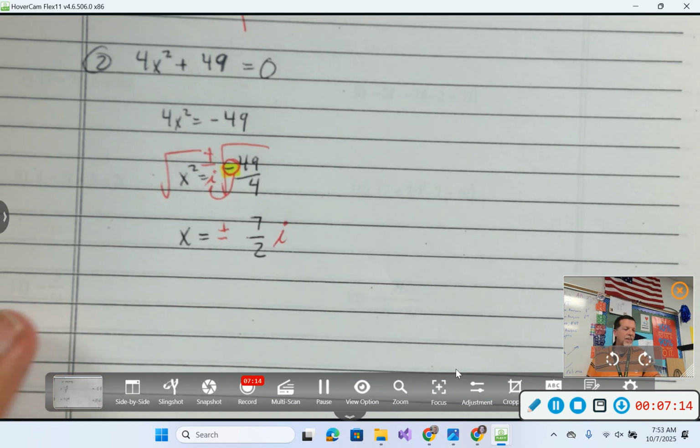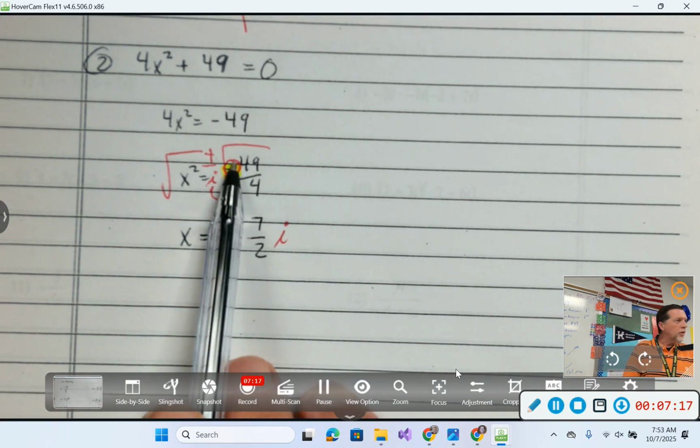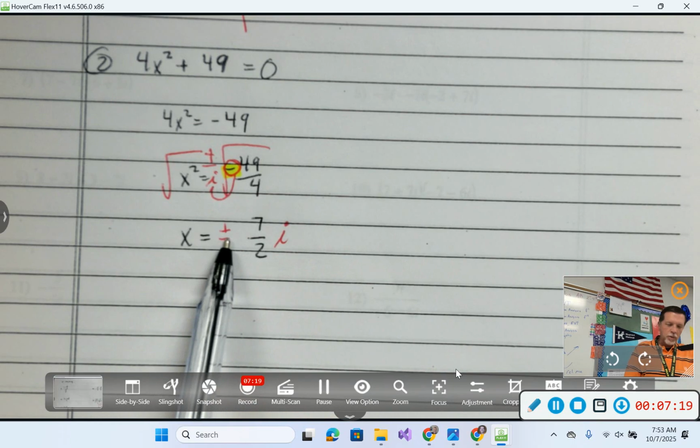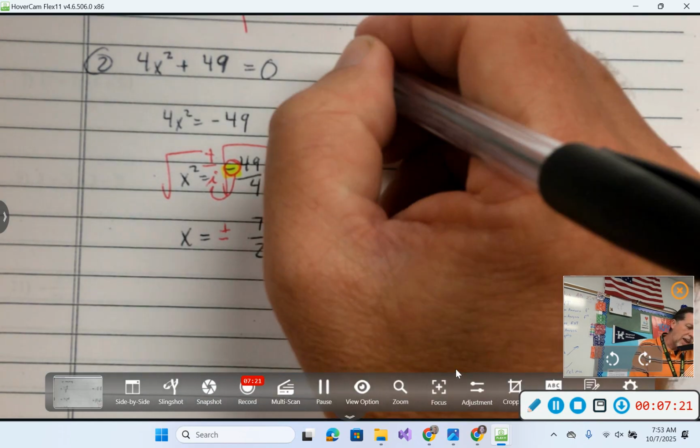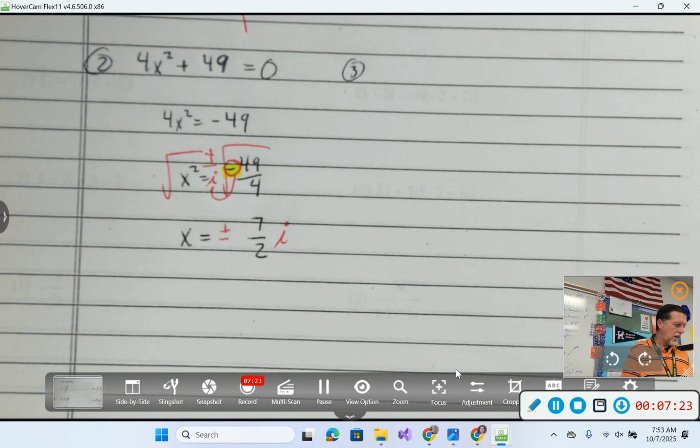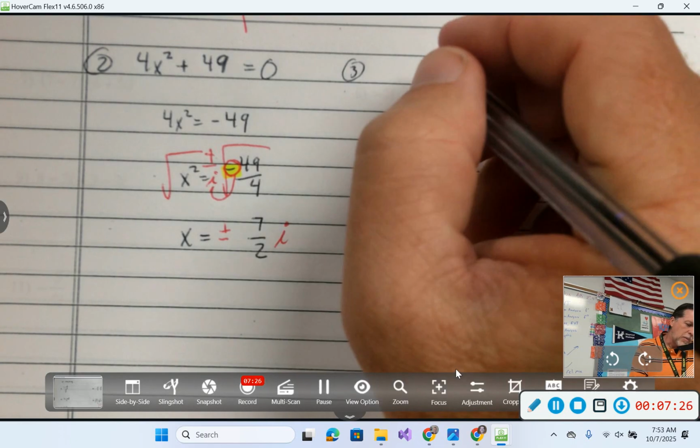So that was a lot of things on that last little step. Square root of 49 over 4. Don't forget the plus or minus. And there's an i. Yep.